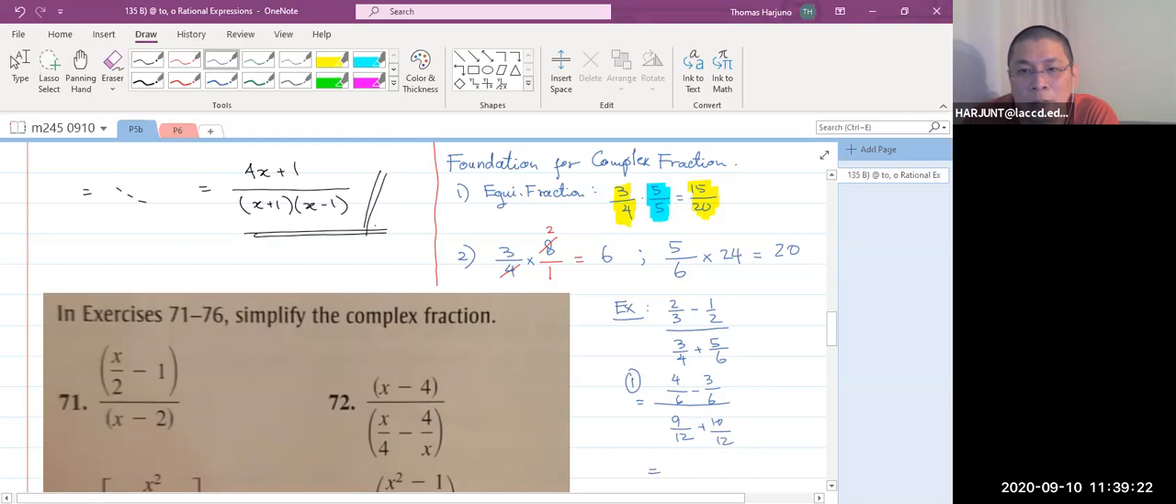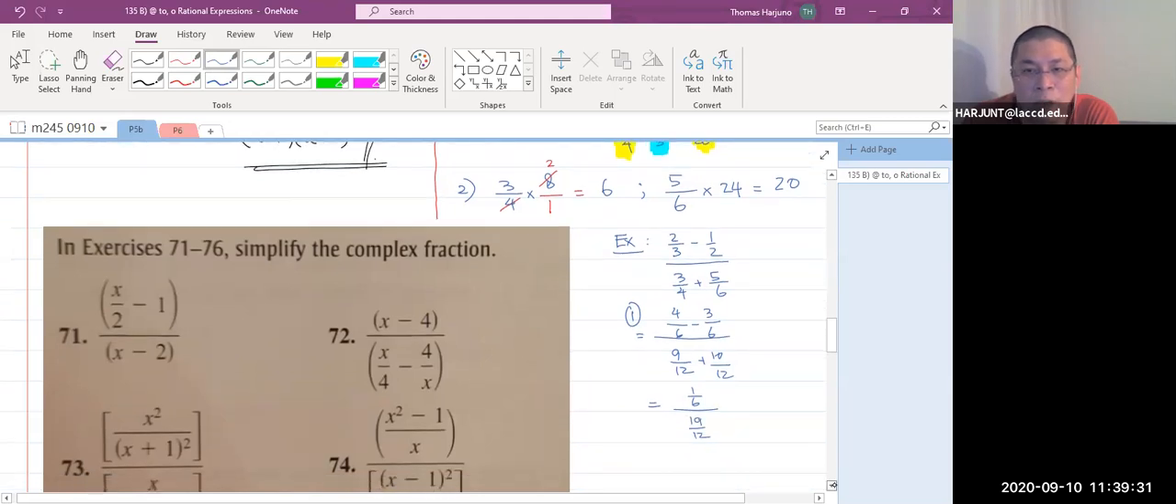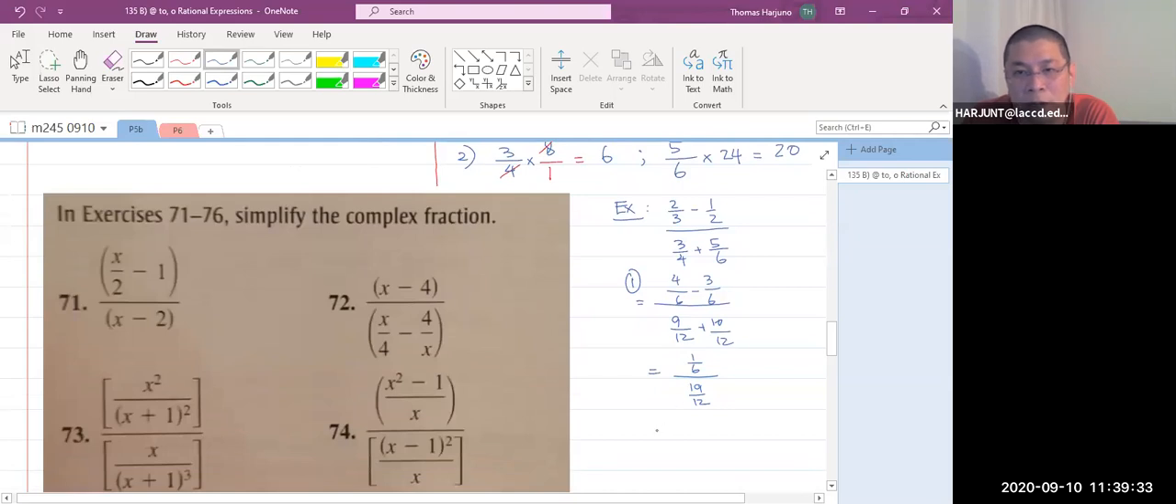And then I subtract the top, I get 1 over 6. I add the bottom, 19 over 12. Once you have a fraction over a fraction, then you multiply by the reciprocal of the denominator.